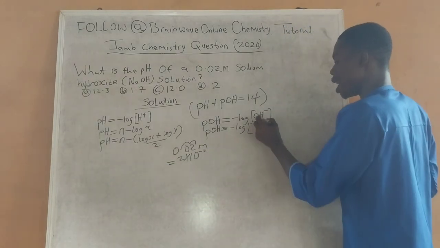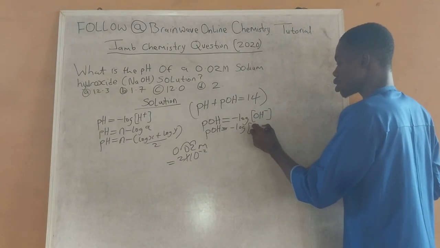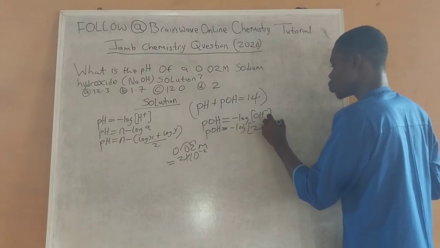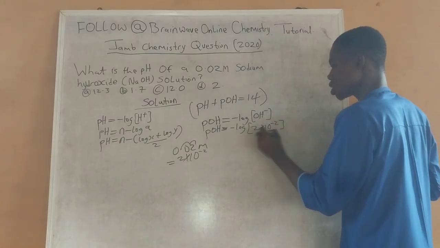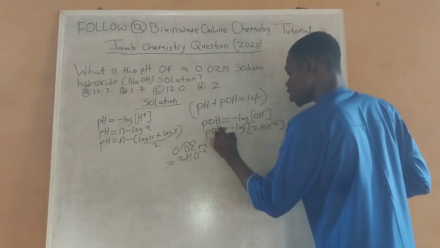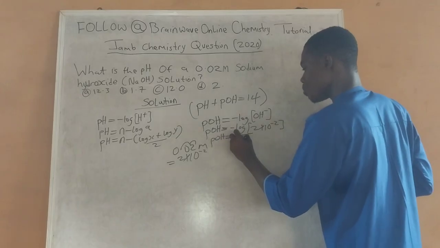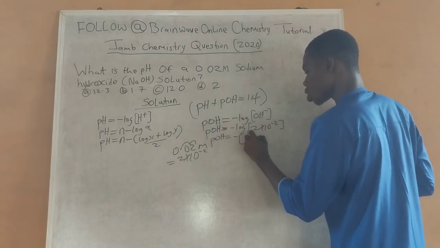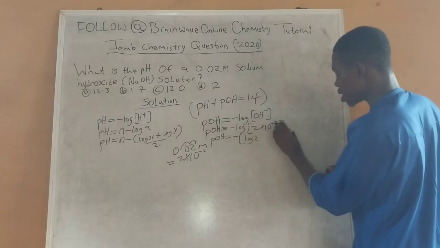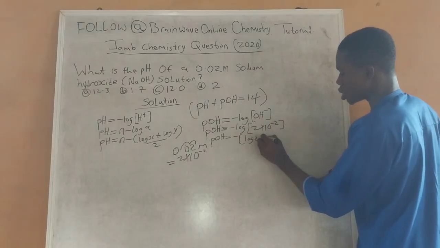So therefore, our hydroxide ion will be 2 times 10 raised to minus 2. Now, pOH is equal to minus open bracket log 2. You bring this power down now, which is minus 2.